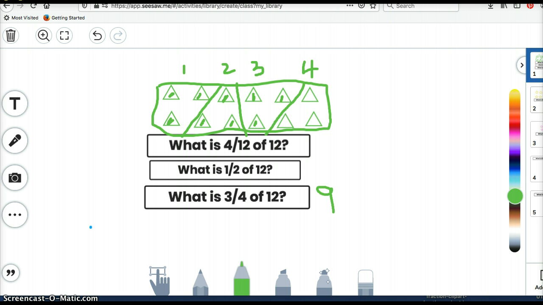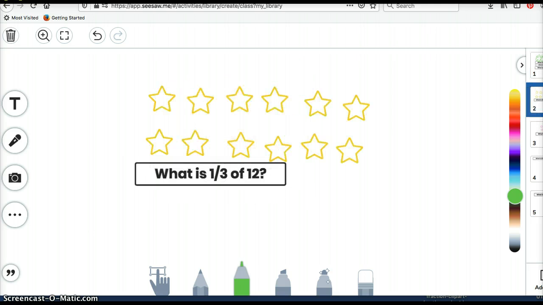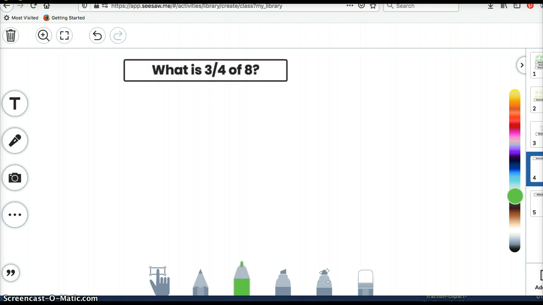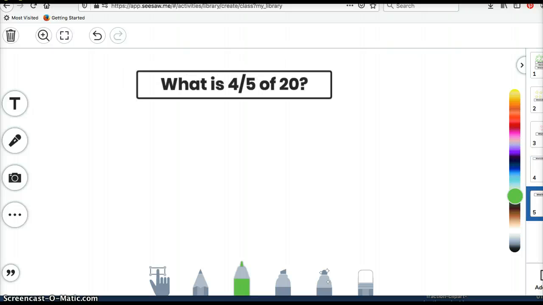Scholars, I am looking forward to seeing you solve this problem on your own, this problem on your own, and this problem of your own.